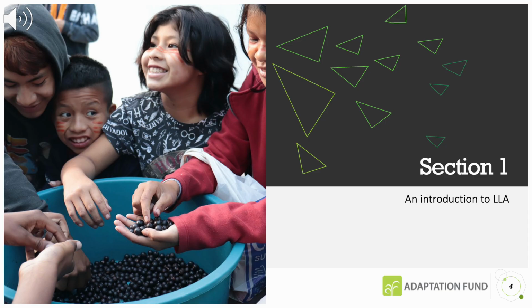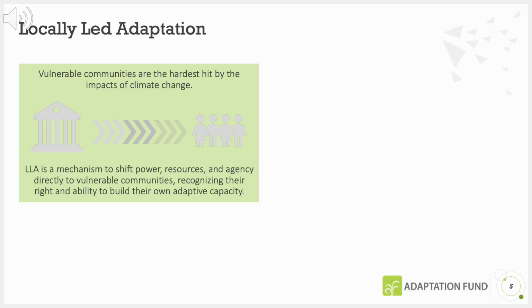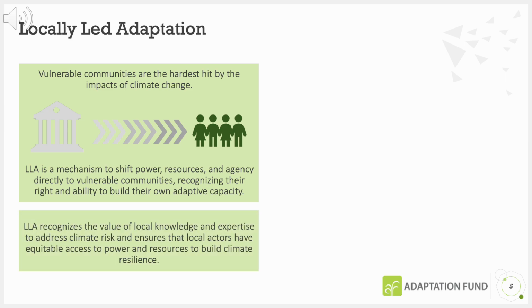Section 1. An Introduction to LLA. Vulnerable communities are often the hardest hit by the impacts of climate change. LLA is a mechanism to shift power, resources, and agency directly to vulnerable communities, recognizing their right and ability to build their own adaptive capacity. LLA recognizes the value of local knowledge and expertise to address climate risk and ensures that local actors have equitable access to power and resources to build climate resilience.